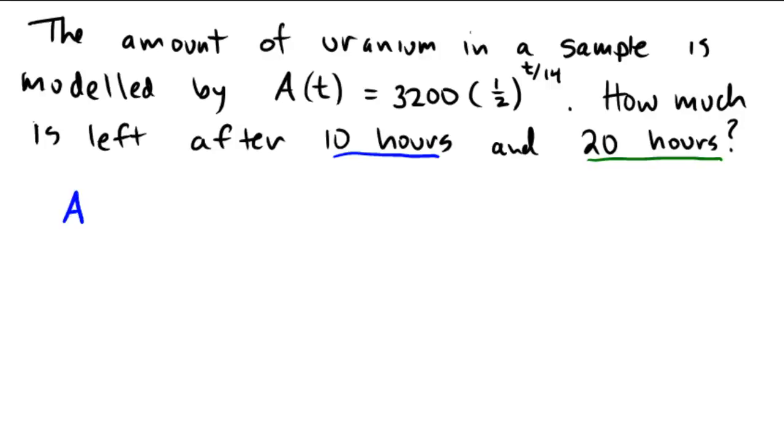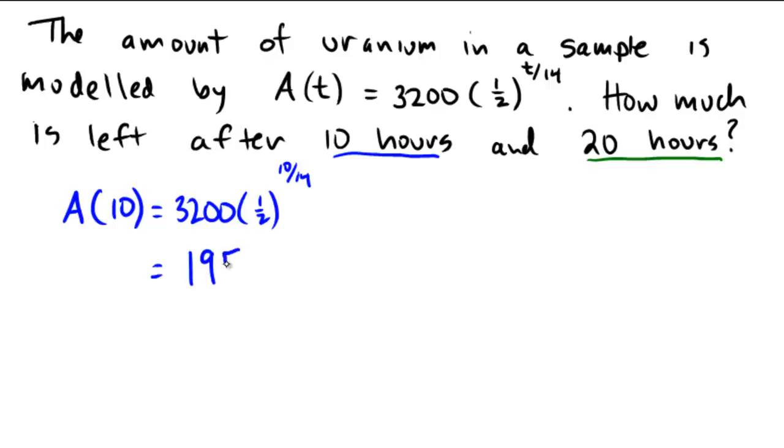So A of 10 hours in the first problem is going to be 3200 times 1/2 to the power of 10 over 14. So I'm just grabbing my calculator and going 3200 parentheses 1/2 to the parentheses 10 divided by 14, and I am getting 1950.4218, so let's say 1950.4. So notice half of 3200 is 1600, so this is definitely bigger than a half.